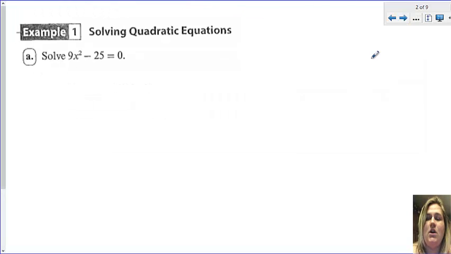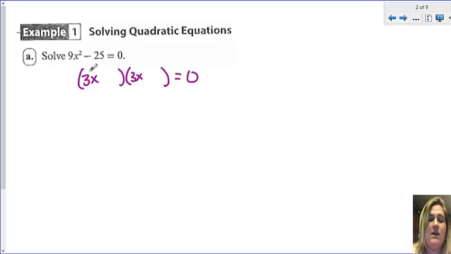Okay, so for example 1, it wants us to solve the quadratic equation. 9x squared is a perfect square, 25 is a perfect square, and the difference is what's happening, they're being subtracted. So I'm going to split it up, and I'm going to say the square root of 9x squared is 3x, right? Because 3x times 3x gets me 9x squared. I have plus and minus. The square root of 25 is 5.